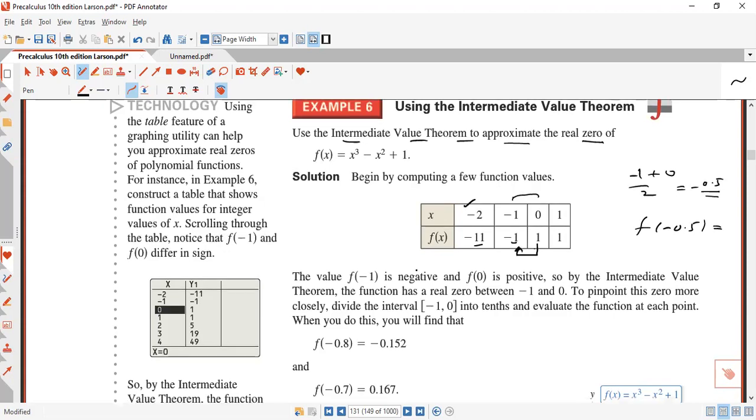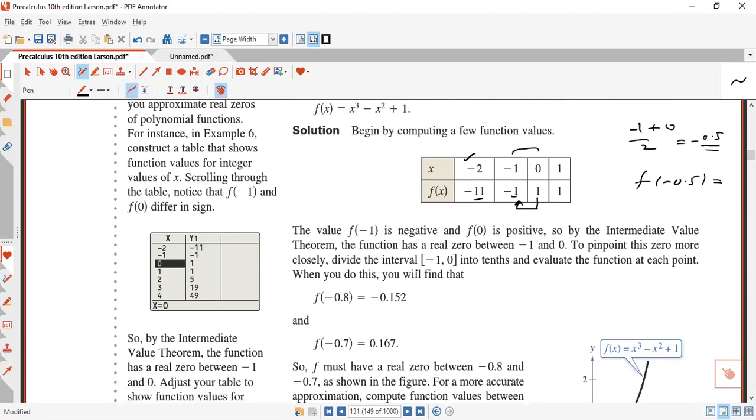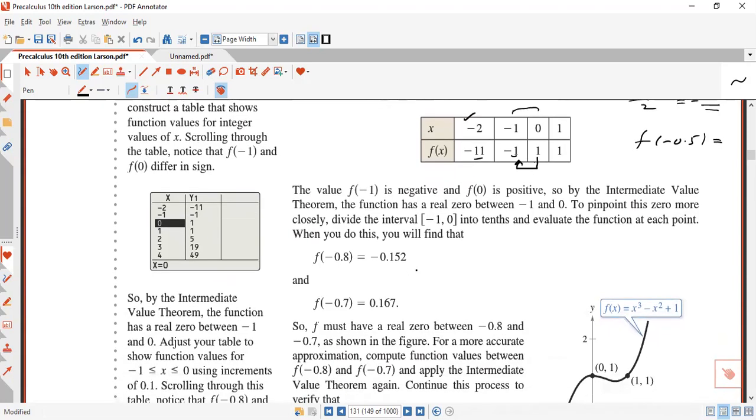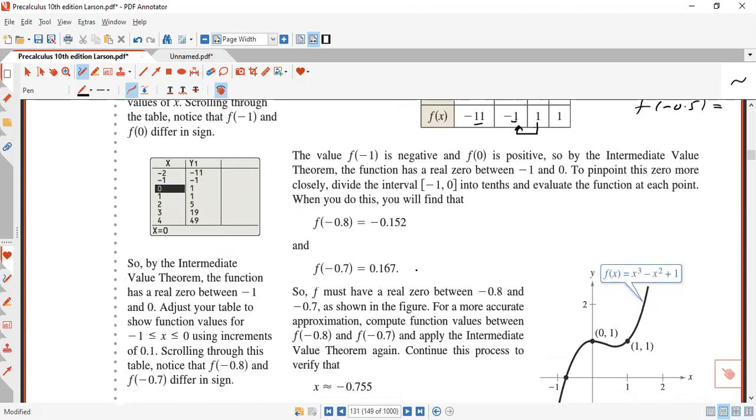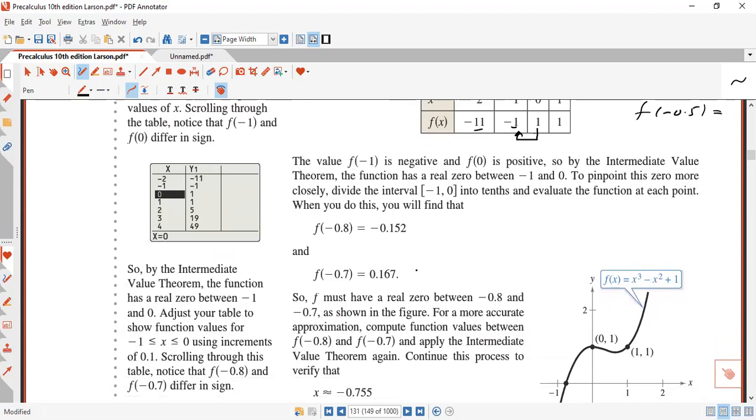Let's suppose, because this is the example and it's explaining in a better way, you may get the idea. This intermediate value theorem is telling you that f of -1 is negative and f of 0 is positive. So the intermediate value theorem tells you that f has a real zero in between -1 and 0. Okay, to pinpoint this zero more closely, divide the interval into tenths, or evaluate the function at each point.